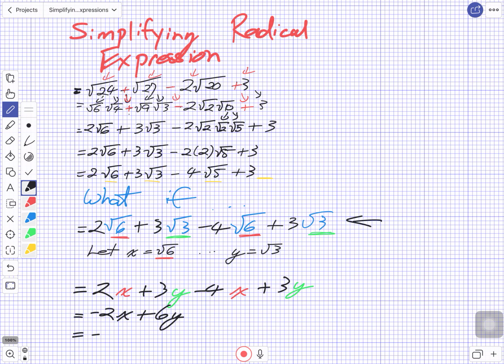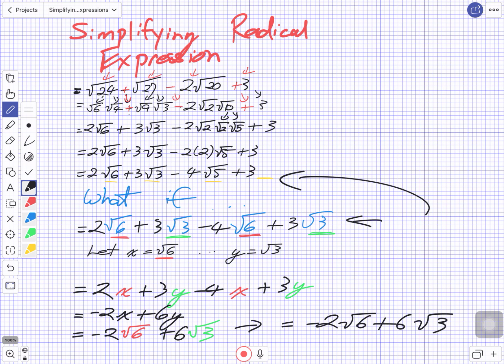So in this case, we'd have negative 2, and because x was root 6, we substitute back in root 6 plus 6, and y was actually root 3. 6 root 3. So your final answer here would look something like this. Negative 2 root 6 plus 6 root 3. Now, the question we did had no radicals the same, so I couldn't actually simplify it any farther. It was an odd question for whoever was asking us the question to choose. Usually you look for terms that end up with the same radical so you can do that final step that we did in our what if there.